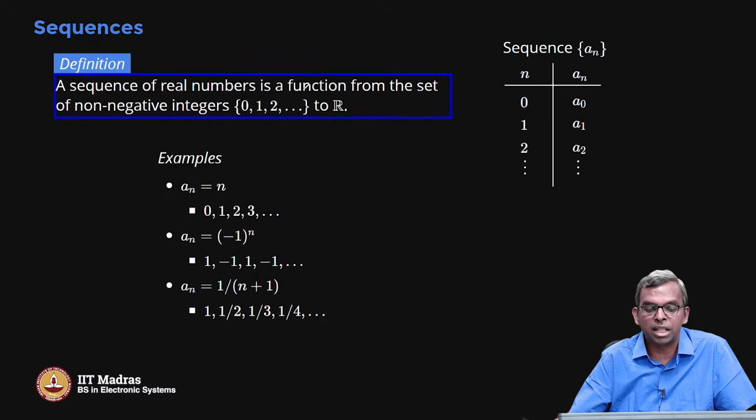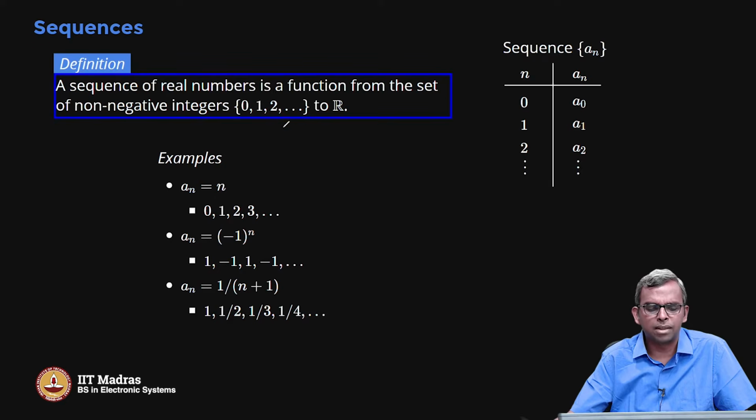What does it mean? Once again, you know what a function is, right? For every input, you have to specify a unique output. So, what is my input? My input is coming from the domain. I have said it is the set of non-negative integers just for concreteness. You can say set of positive integers, set of any integers, it does not matter. So you have a domain here which is the set of integers and the range is the real numbers. For every integer, you have to assign a real number.